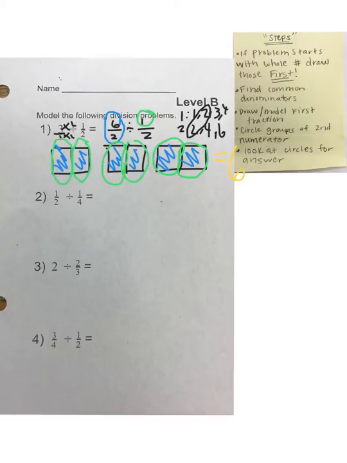Okay, so now we're going to look at number 2. Number 2 is a little bit different than number 1 because we're not starting with a whole number, we're starting with a half. So if you go back to our steps, we're not going to draw the whole number first, we're going to start with finding common denominators. So you can list out the multiples of 2 and 4. Okay, 2, 4, 6, 8. You can already see that 4 is going to be our least common multiple. So we're going to make our denominators 4.